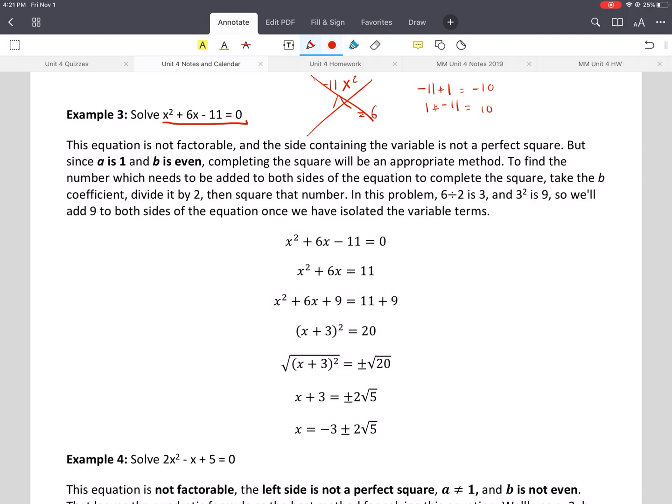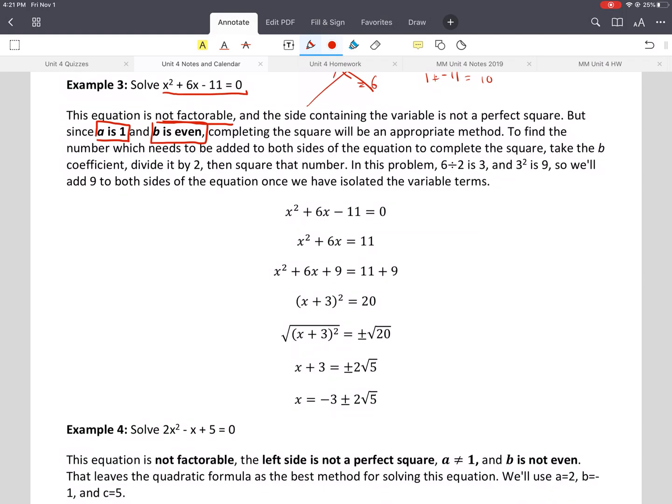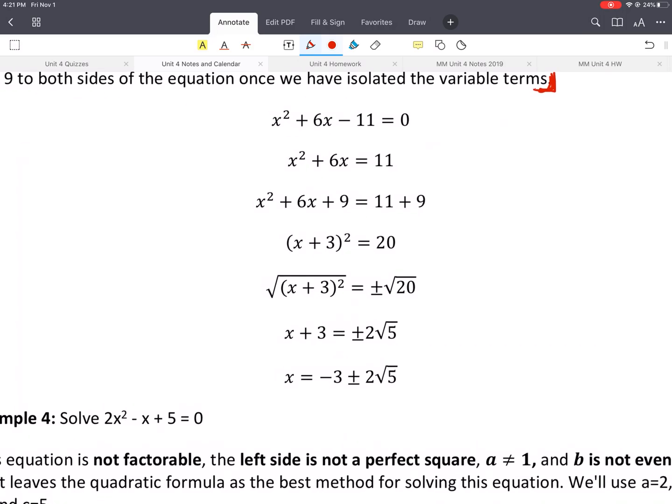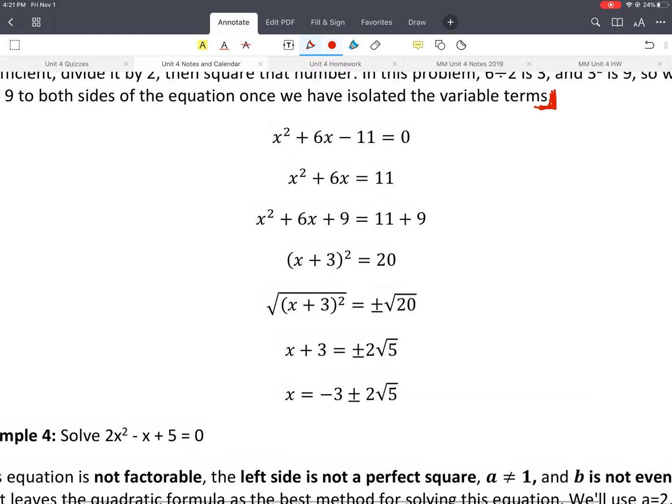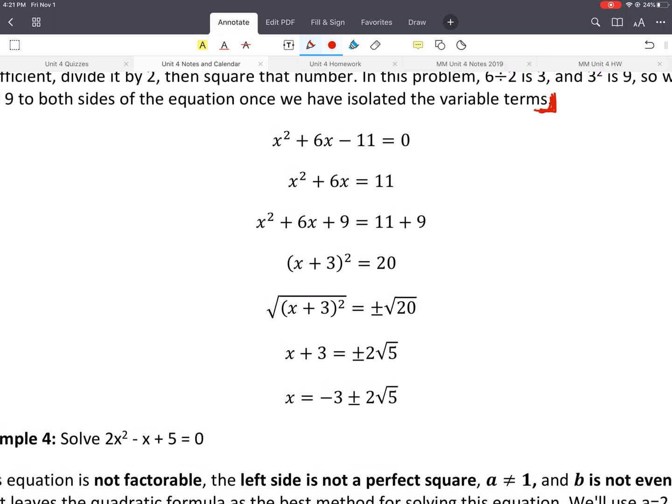So it says it's not factorable. But since a is 1 and b is even, we can use completing the square. All right, so there's some part of this on how to complete the square, but we'll just do it by doing the problem. Okay, so if we have a problem like this, the first step is to move the constant to the other side.